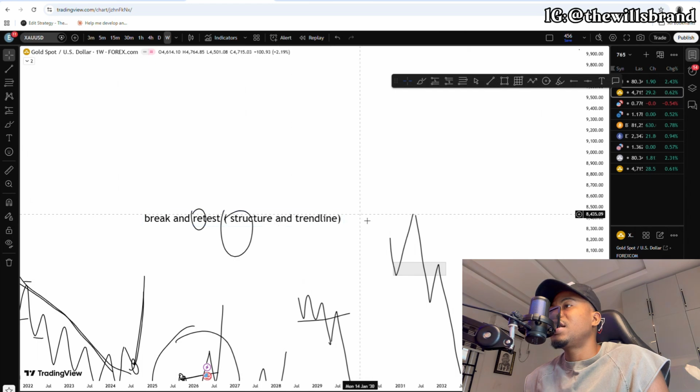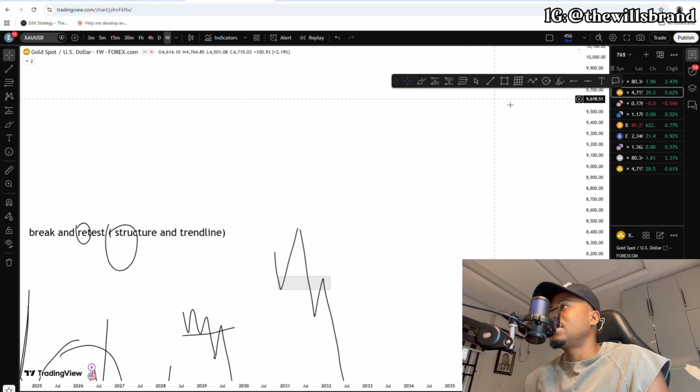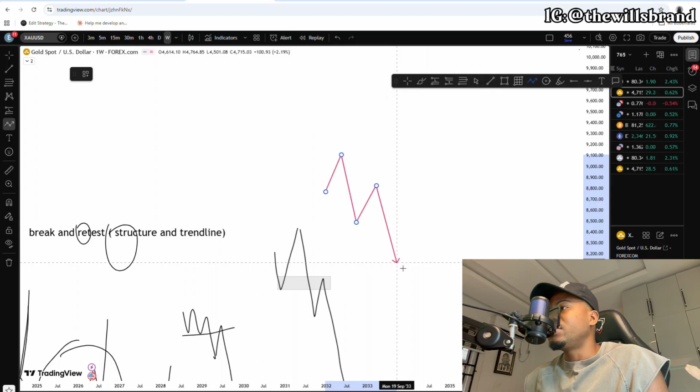Now for the trend line break, you have to start with where the trend started, or where the structure started, and connect the first 2 highs. All right, let's say we'll have something like this. Let's say we'll have a structure like this. This is a downtrend, right?